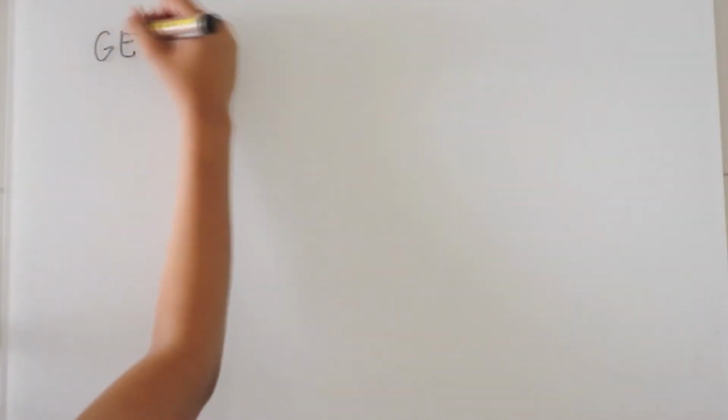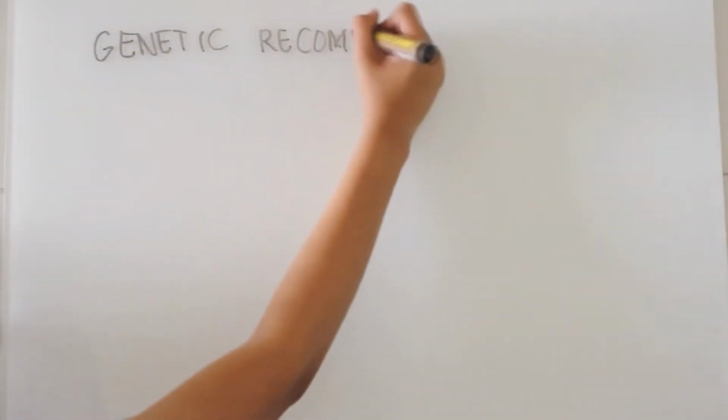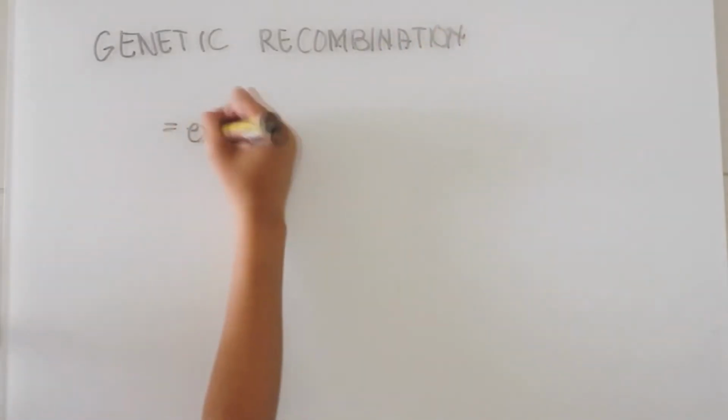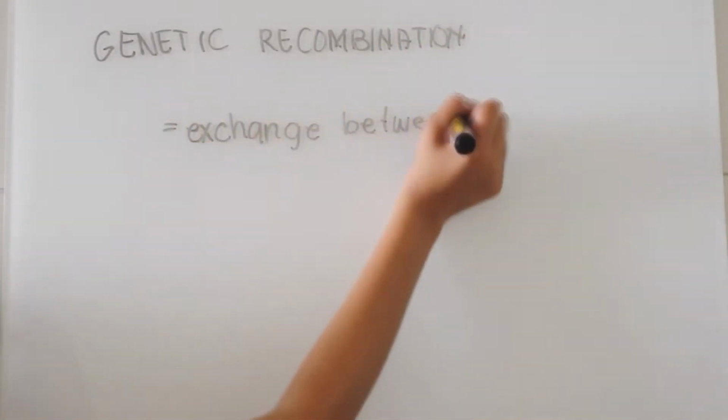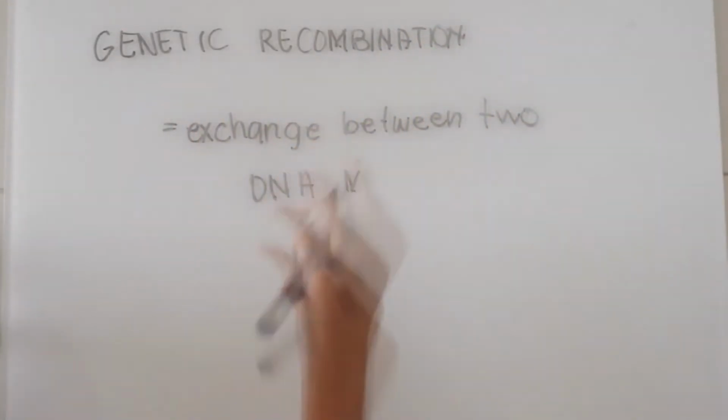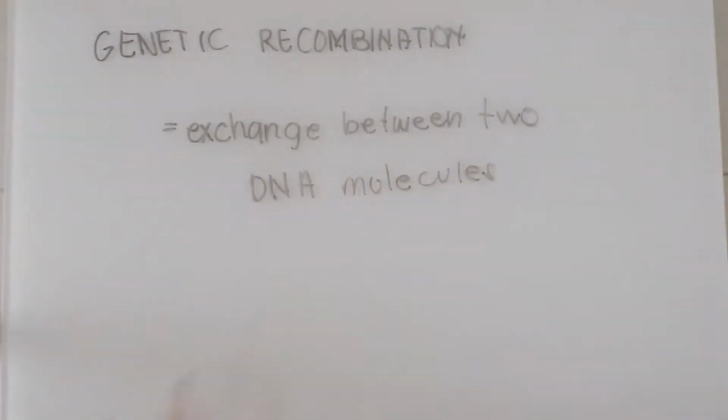Hi, today we are going to talk about genetic recombination in bacteria. Genetic recombination refers to the exchange between two DNA molecules. It results in new combinations of genes on the chromosome. But how did the chromosome segment get into the cell? The answer is genetic transfer.